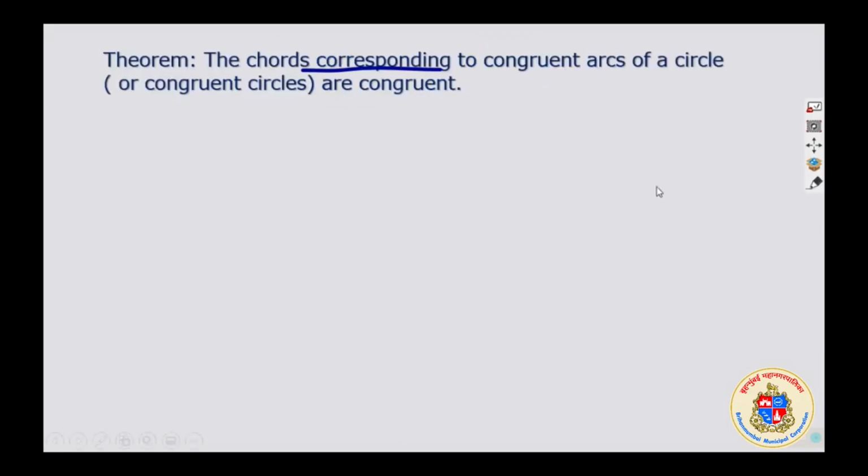What is next in your textbook? Next in your textbook are two theorems which are important but easy to understand. Theorems are proved in your textbook. I will not be taking each and every step of the theorem, but I will give you the clue how it is proved. The theorem is that chords corresponding to congruent arcs of a circle are congruent. Here we have congruent arcs. The chords corresponding to these congruent arcs will be congruent.